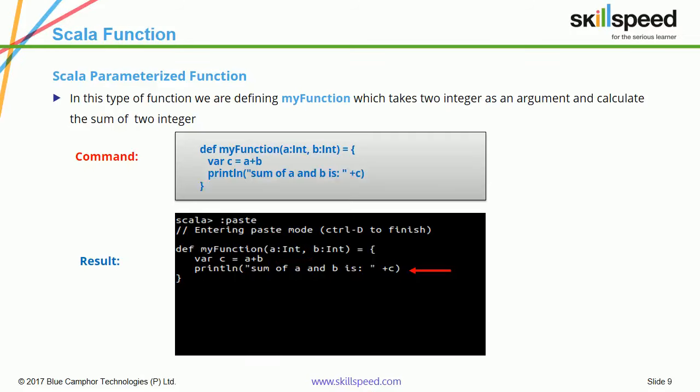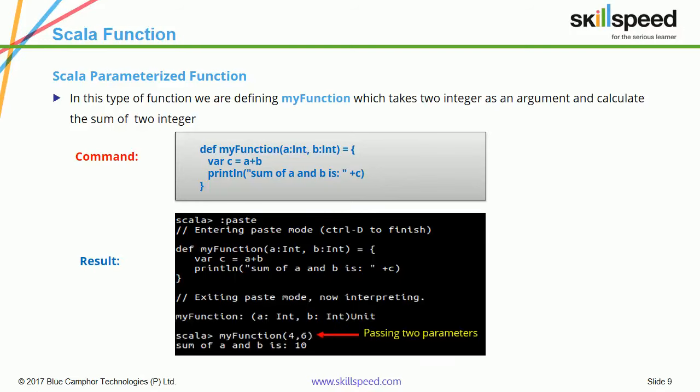Then I have a print statement which says sum of a and b is c. Now please note that to call the function, you have to type myFunction and give two parameters. In this example, I'm giving 4, 6. And immediately this will be passed, and as you can see, we get the result of 10.